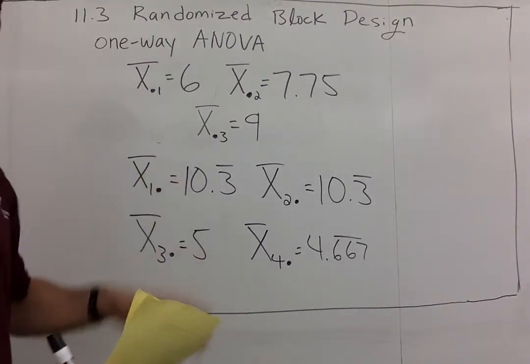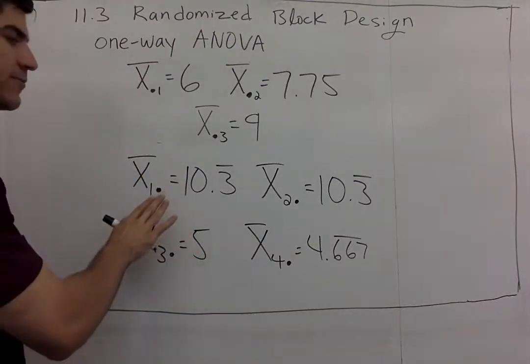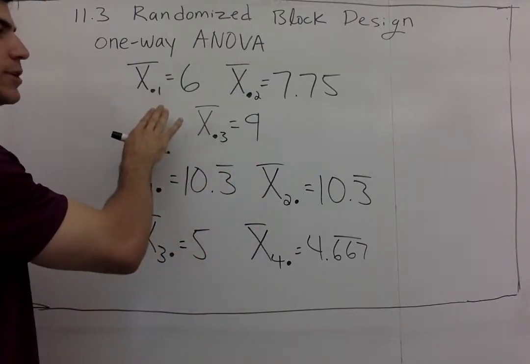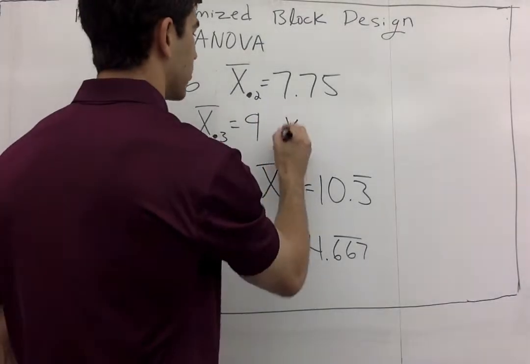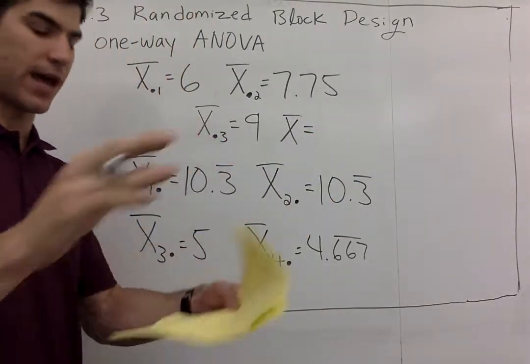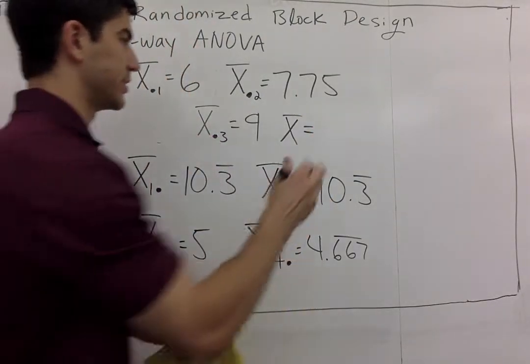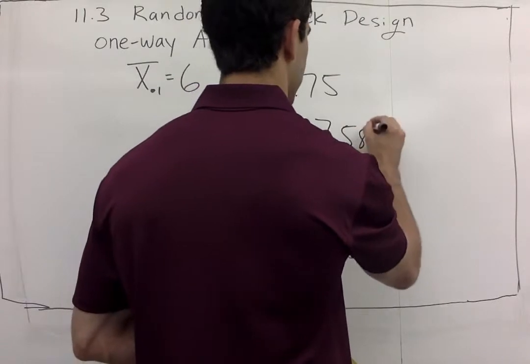Okay, so this is just the notation. We have an average for each production method, an average for each supervisor. We also have the total average in the problem, just the average of every measurement, all 12, which is 7.583.